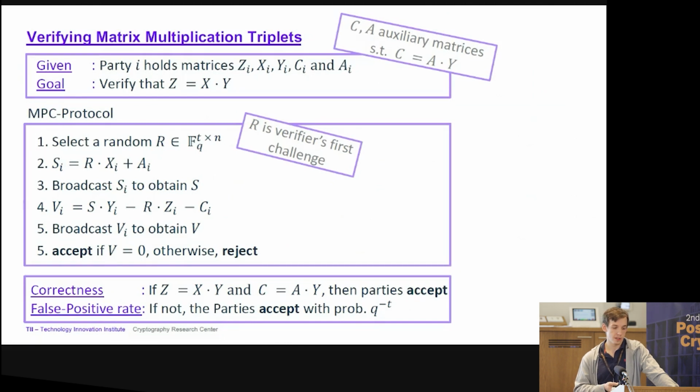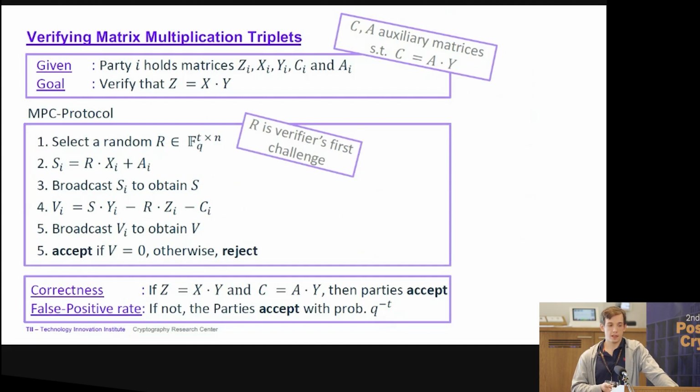So if everything is as desired, then the parties accept. And you can actually show that if this is not the case, the parties accept with probability q to the minus t, where t is the number of rows of R. So by choosing an appropriate t, we can lower this probability to something that is not that relevant anymore.